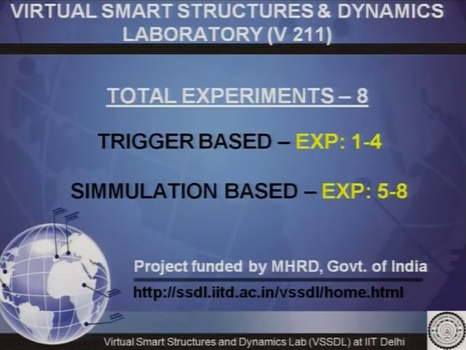So, in this lab there are total 8 experiments. Experiment numbers 1 to 4 are trigger based experiments, and experiment numbers 5 to 8 are simulation based experiments. In trigger based experiments, the user actually triggers the experimental setup, acquires the data and saves the data in his computer. So, the user gets the real life feeling of performing the experiment.